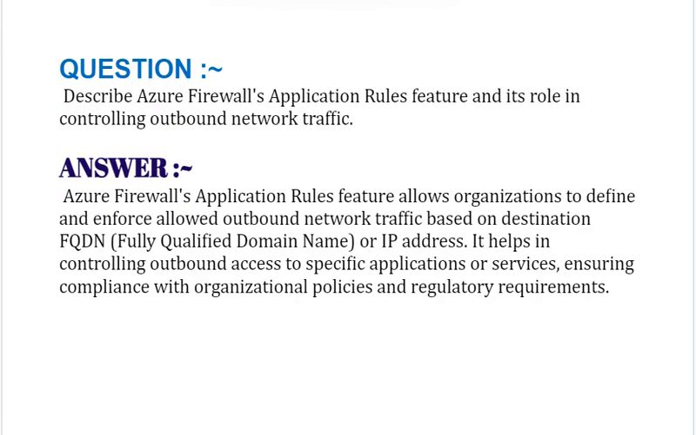Our next interview question is, describe Azure Firewall's application rules feature and its role in controlling outbound network traffic. Your answer should be: Azure Firewall's application rules feature allows organizations to define and enforce allowed outbound network traffic based on destination FQDN, that is, fully qualified domain name, or IP address. It helps in controlling outbound access to specific applications or services, ensuring compliance with organizational policies and regulatory requirements.